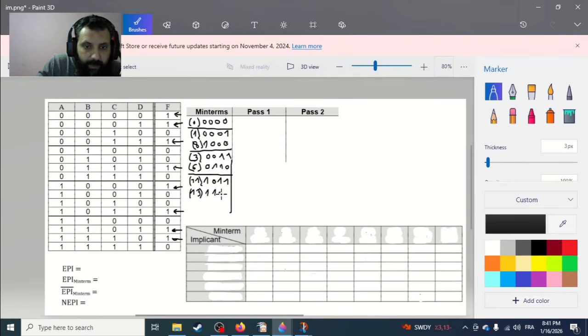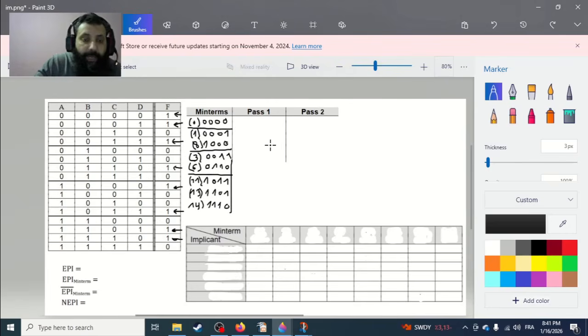1, 1, 0, 1. And the last one, this is 14. 1, 1, 1, 0. Very good. We finished the first column. The second column, we have to compare each adjacent group. We have to compare this group with this one, and this one with this one. Okay, let's compare this one with this one.